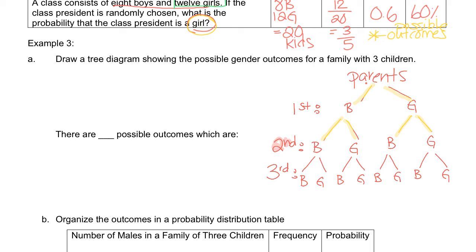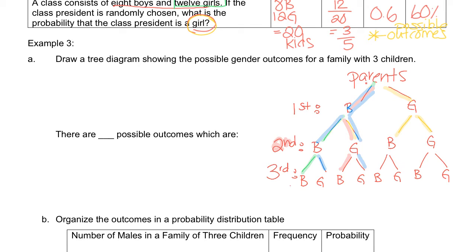Okay, so let me go back to my highlighter for a minute. So one possibility is to go from here to here to here. So I have a boy, then a boy, boy. Then another possibility is boy, boy, girl. Then another possibility is boy, girl, boy. Then another possibility is boy, girl, girl. And we could keep going. So we just take a look at the lines and see how many possibilities there are in total.